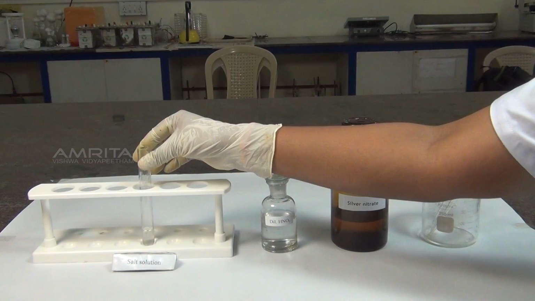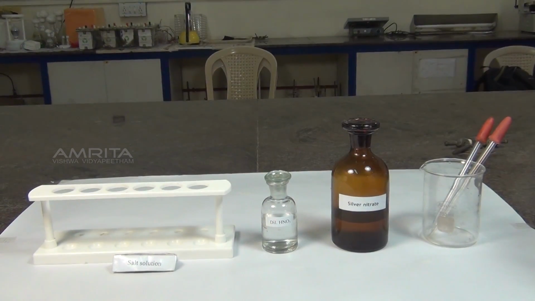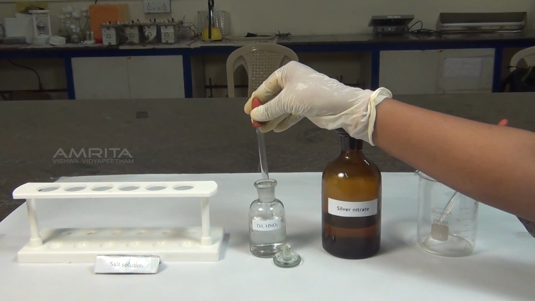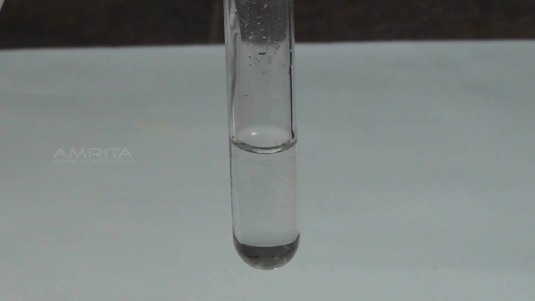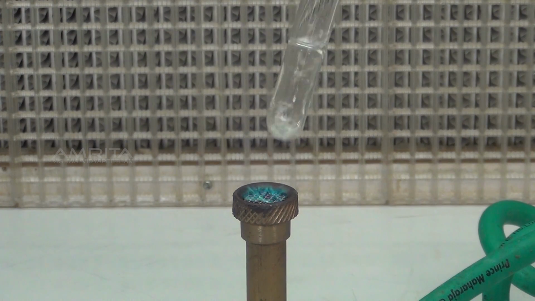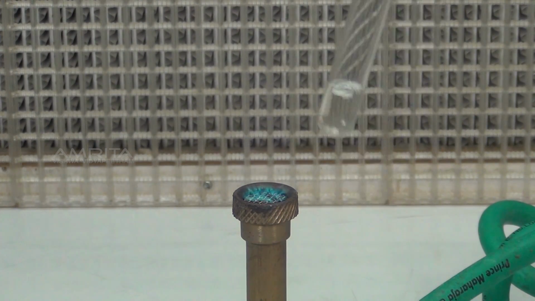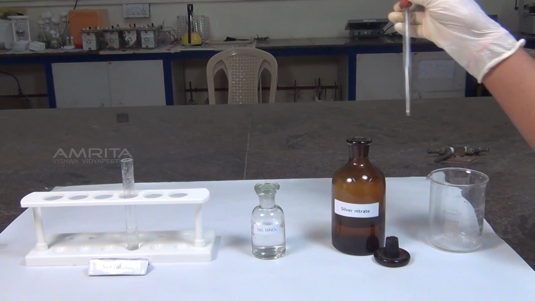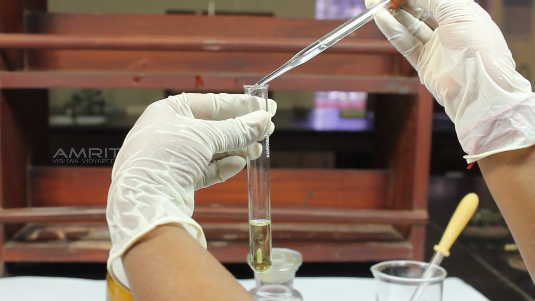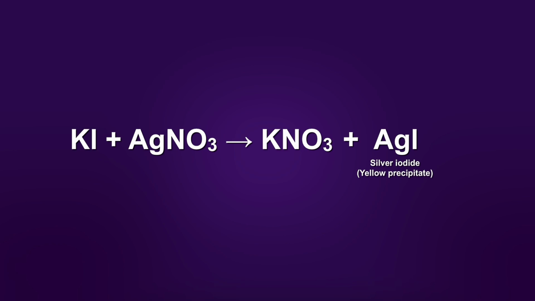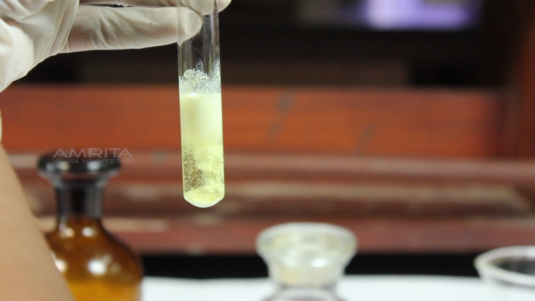Procedure: take a portion of aqueous solution of the salt in a test tube. To acidify the aqueous solution, add some dilute nitric acid into it using a dropper. Boil the contents for some time over the Bunsen burner and cool it. Now, add a few drops of silver nitrate solution using another dropper. Iodide reacts with silver nitrate to form a yellow precipitate of silver iodide.